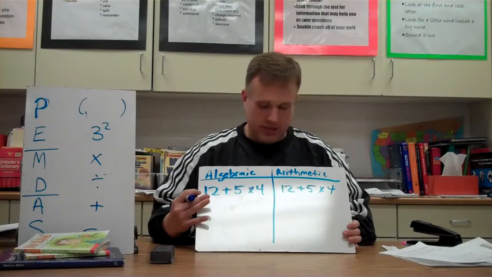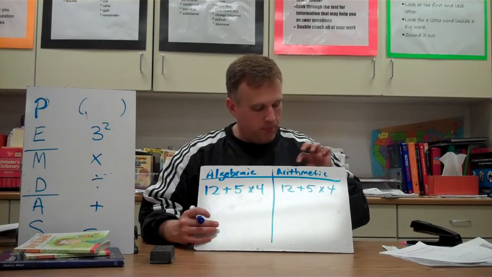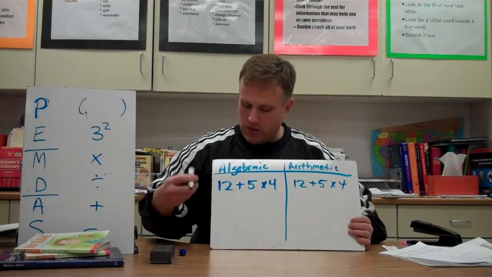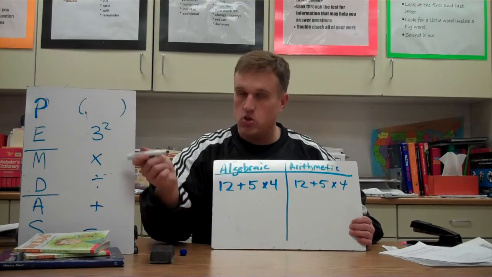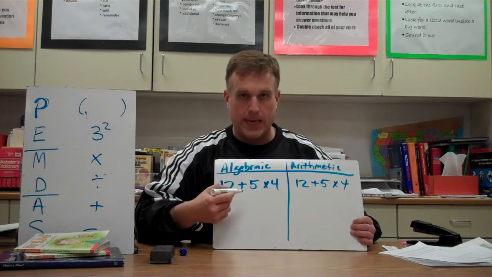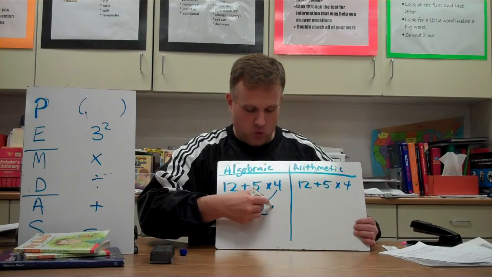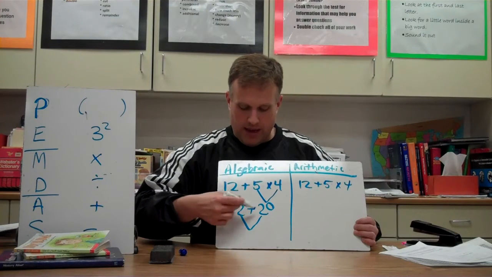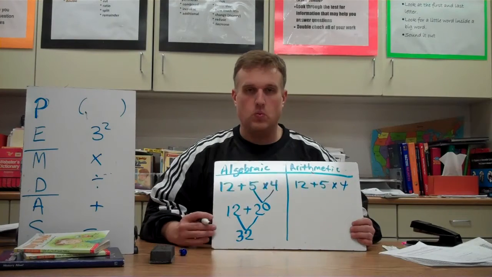We have, for number 6, 12 plus 5 times 4, using it the algebraic way, and 12 plus 5 times 4, doing it the arithmetic way. So, if we do it the algebraic way, we have addition and multiplication. We know that we always, using our order of operations, do the multiplication first. So, 5 times 4. 5 times 4 is 20. Rewrite the problem. And 20 plus 12 is 32.